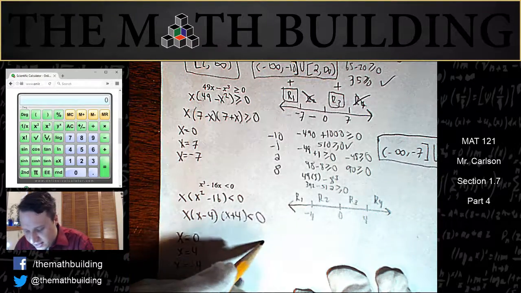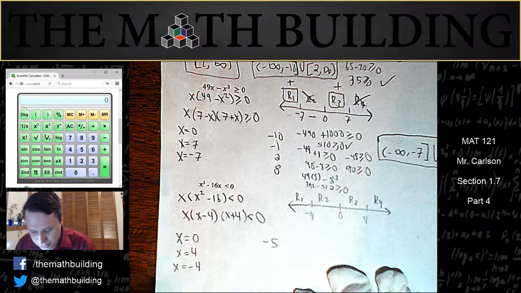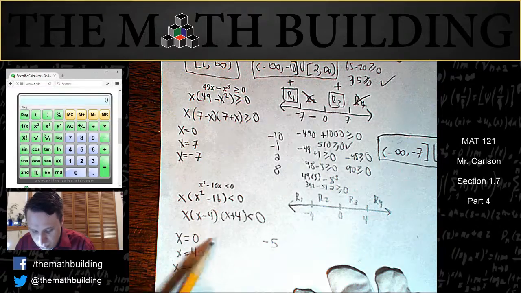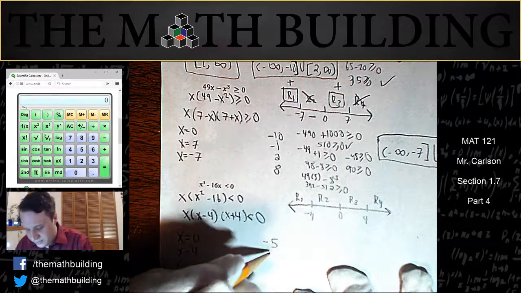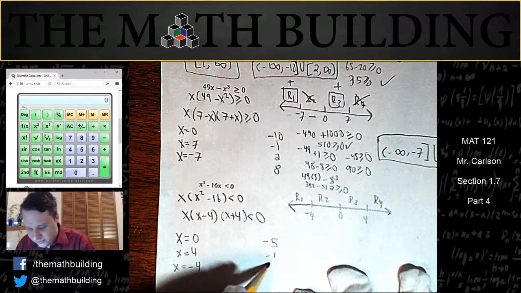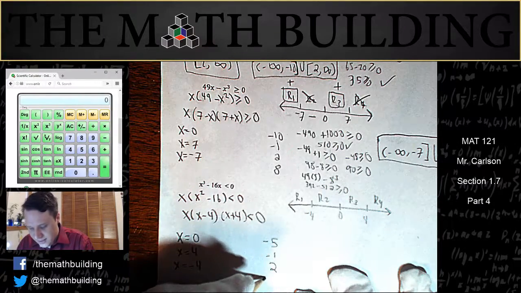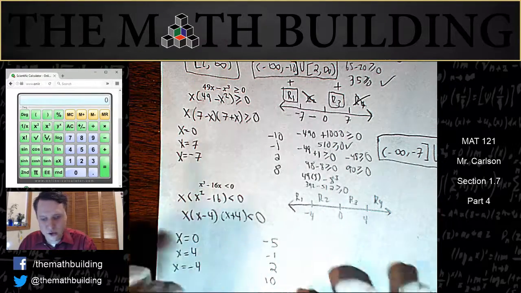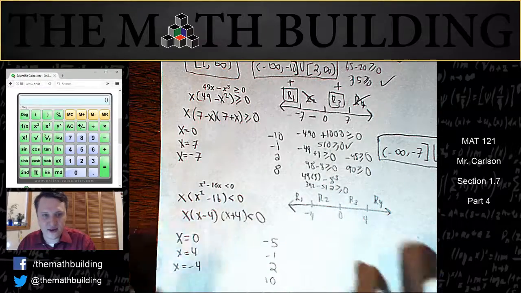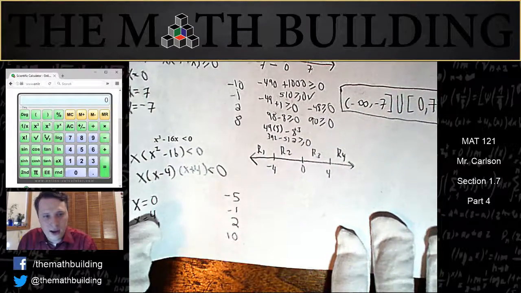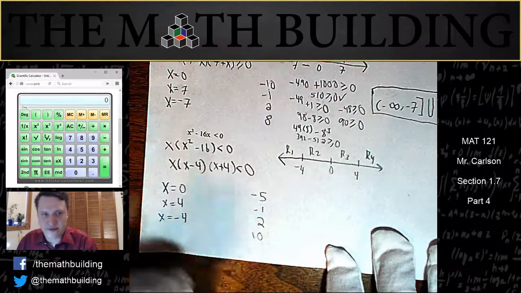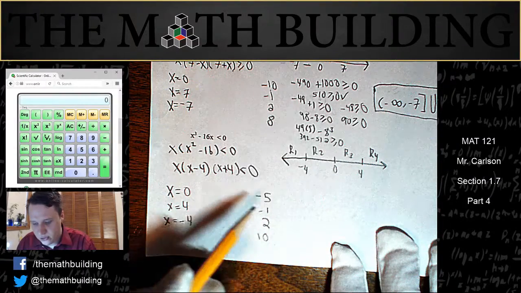So let's pick -5 for region 1. Now I need a point between -4 and 0. So let's pick -1. Let's pick 2 and pick 10. So again, you can pick any 4 numbers you want as long as they fit inside each of these 4 regions. But I like to keep them relatively small so that life's not too difficult for us.